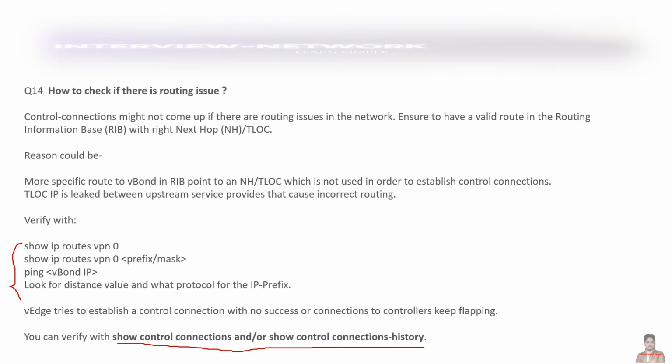So as step number one, as I suggest, use this command, and under the error code you will see what kind of issue you are facing. Once you figure out that there is a routing issue, then you should figure out where the problem might be. It might be that the vBond already has more specific routes, or that the TLOC IP you have given is already leaked. These are the things to check when you face this routing issue, and that way you can restore the services.